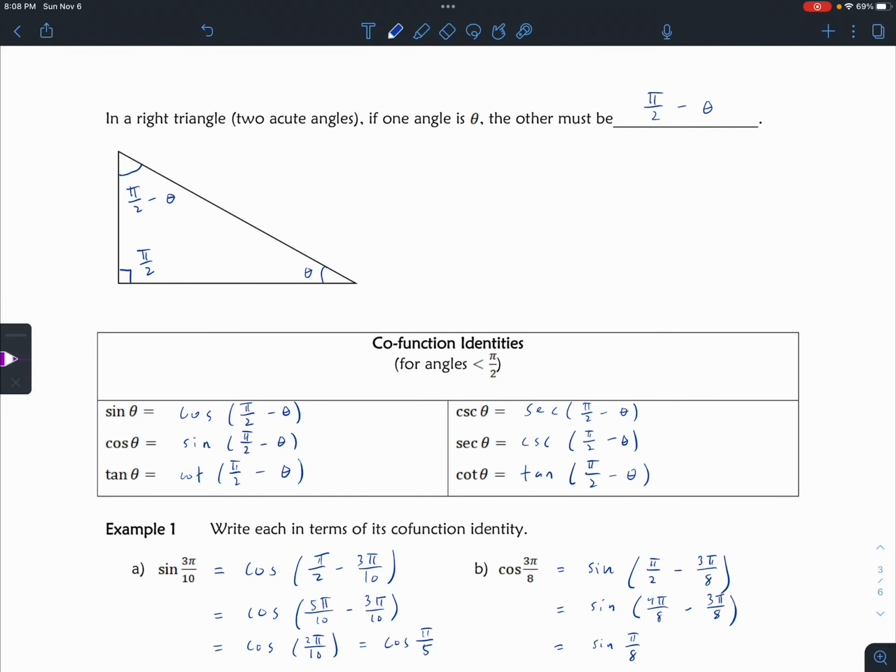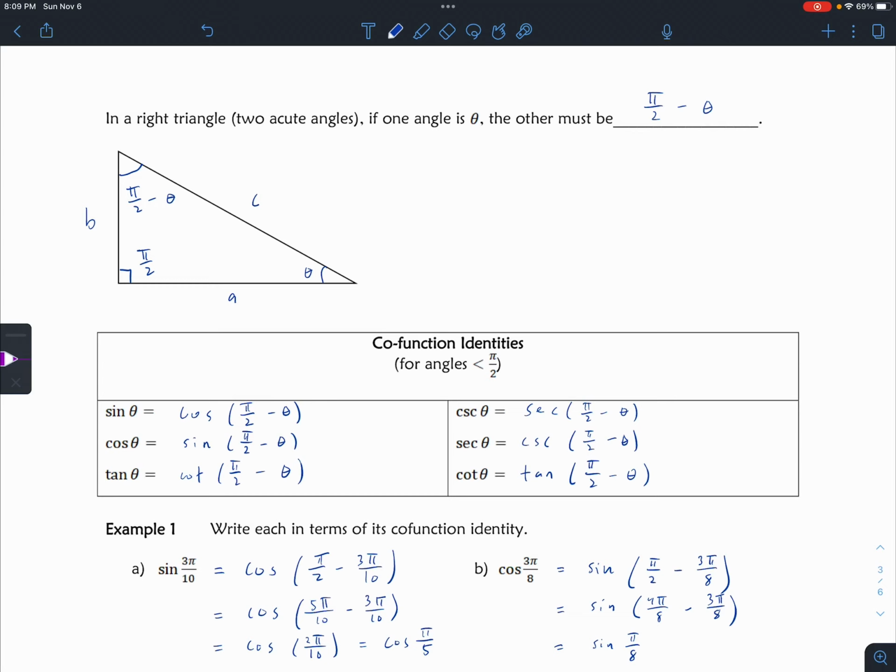Okay, welcome to part 2 of a lesson on equivalent trig ratios. So I'm going to backtrack a little bit and look at this diagram here with theta and its complementary angle pi over 2 minus theta. Looking at this right triangle, I'm going to label the sides with lowercase letters: A, B, and C.